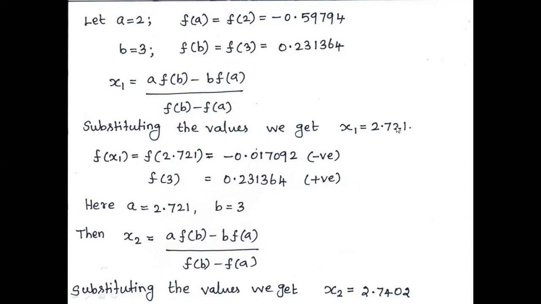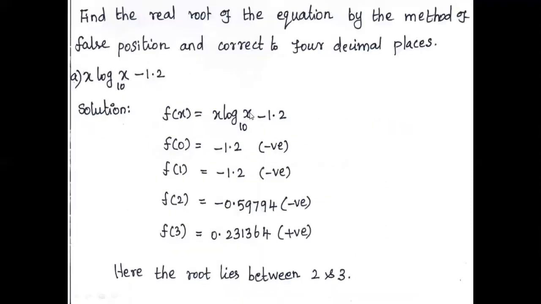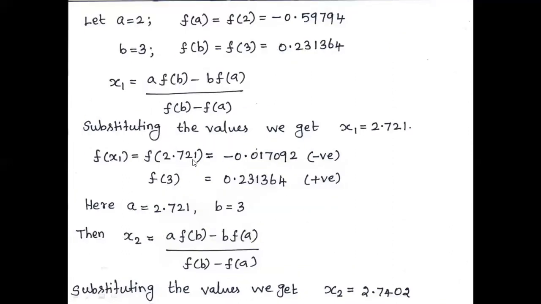Next, we have to calculate the functional value for this x1. That means f of x1 we need to calculate. So f of 2.721. The function f of x is x log x to the base 10 minus 1.2. We have to substitute the x value now, 2.721. So we will get minus 0.701792, which is the negative value.